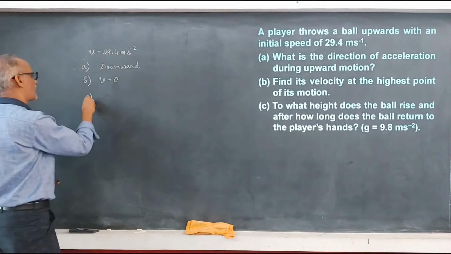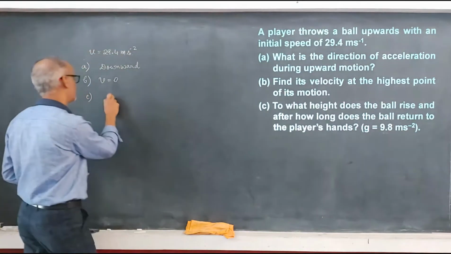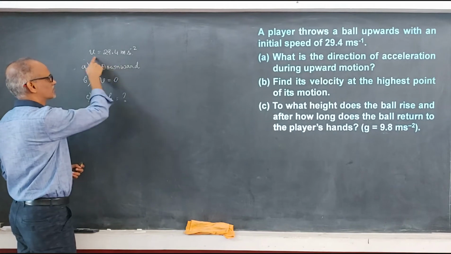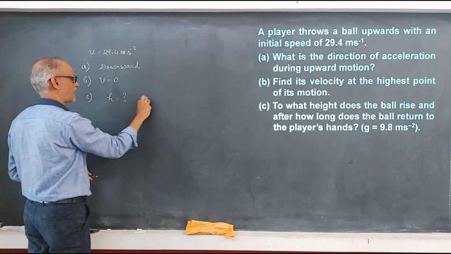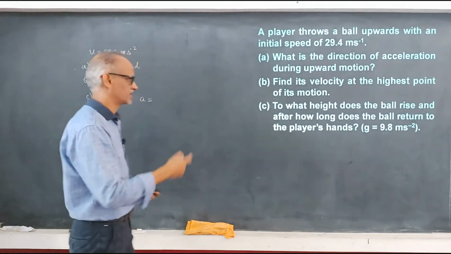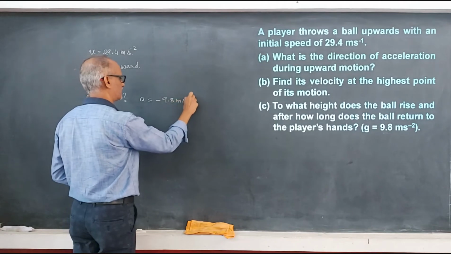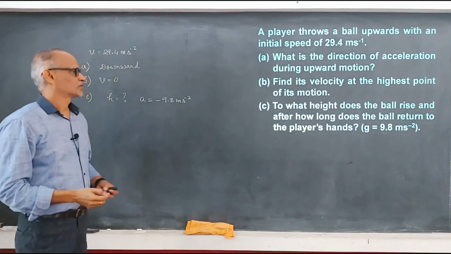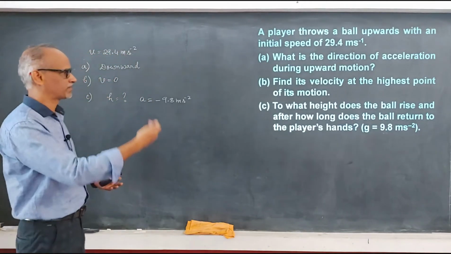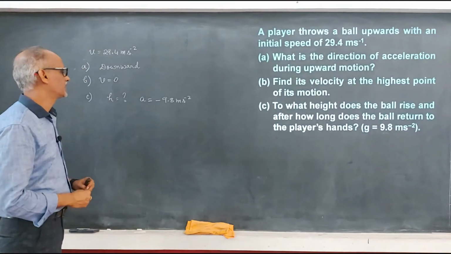Next, option C. To what height does the ball rise? We have to find the height. We know the initial velocity, we know the final velocity, correct? And it is moving upward, so what is the acceleration? The sign for it is negative, minus 9.8 meter per second square. To what height does the ball rise, and after how long does the ball return to the player's hand? There are 2 options. First, we will calculate the height.